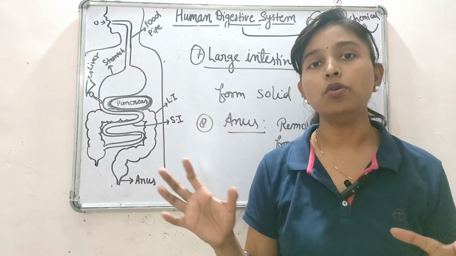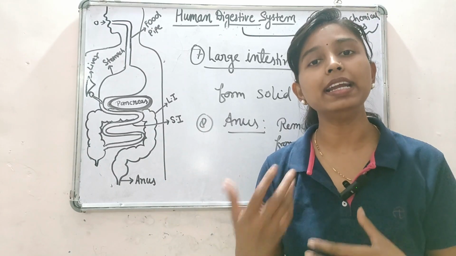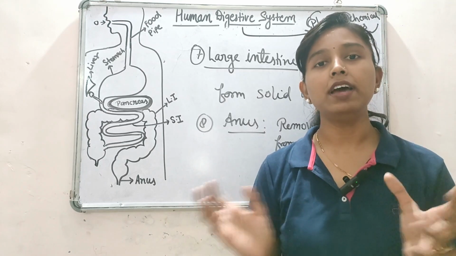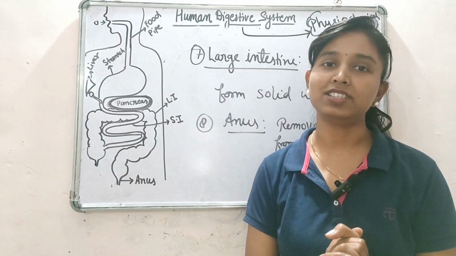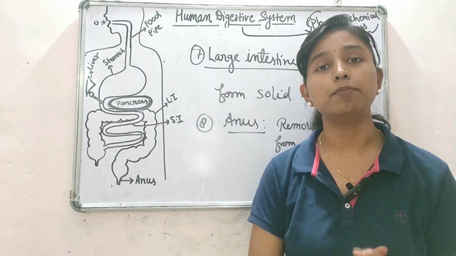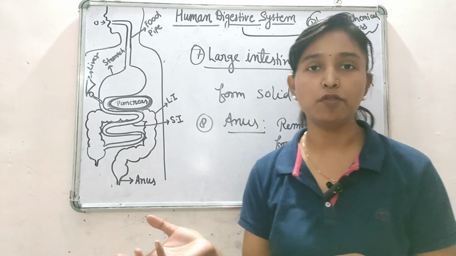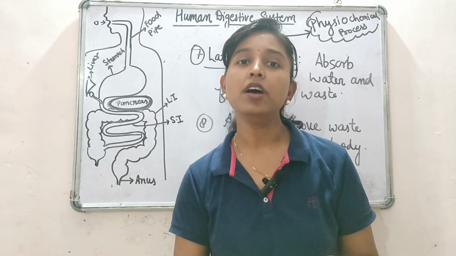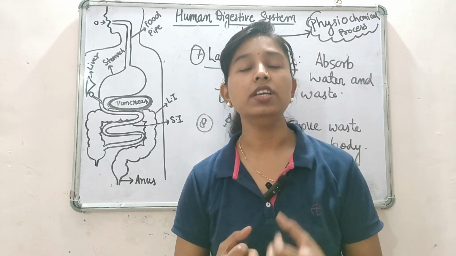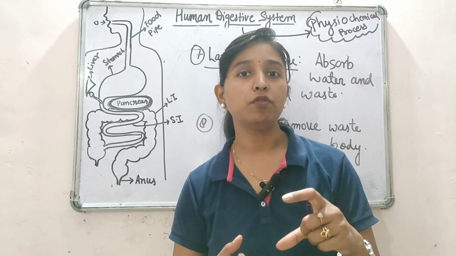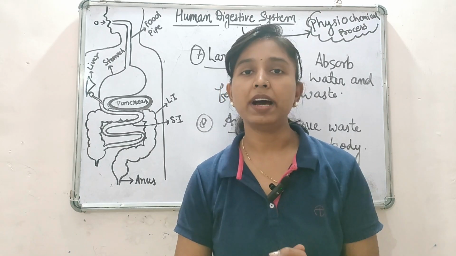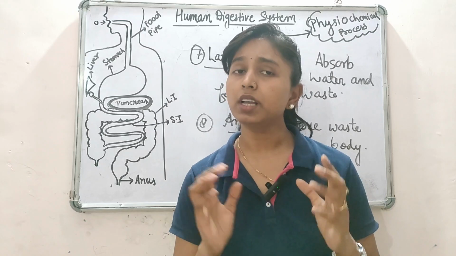So this is how the food is completely digested inside our human body. We have discussed the human digestive system, in which digestion is the breakdown of the complex components of the food into simpler components, and our body converts those food components into energy, and that energy can be used by our body.